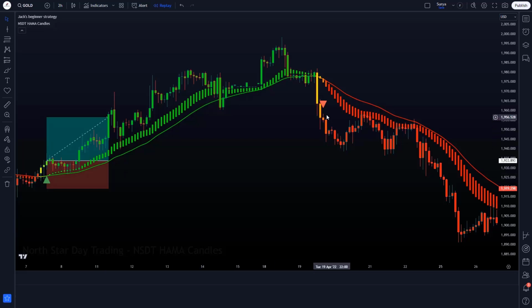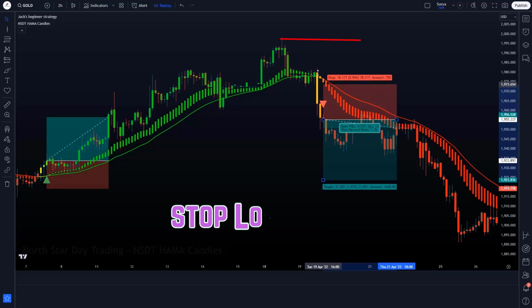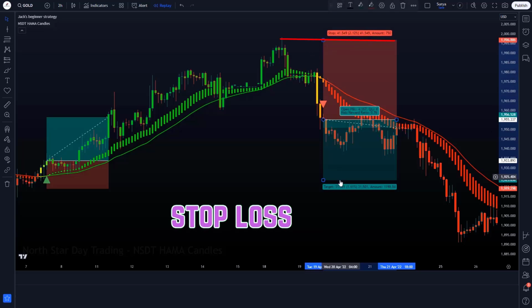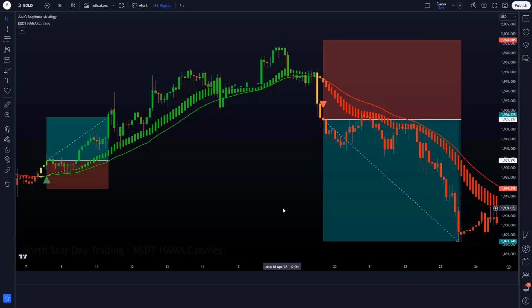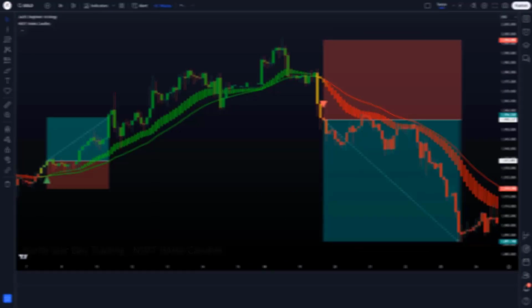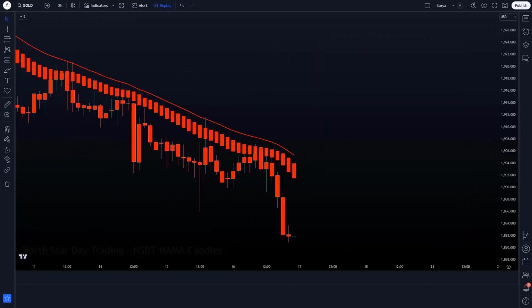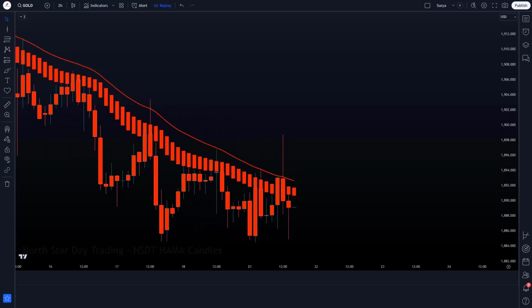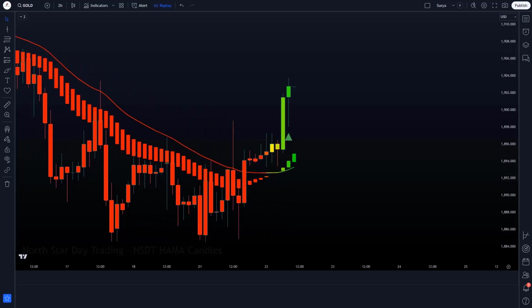Similarly, if we look at the trade further, Jack's Beginner Strategy Indicator has given a sell signal, and the market forms a bearish candle. And if we look at the NSDT Hama Candles indicator, it has formed a red candle, so we will take a sell trade, and we will keep the stop loss at the previous high of the market. I hope you have understood this example of strategy. If not, then it doesn't matter. We're going to see examples of test trades that will definitely make sense to you.